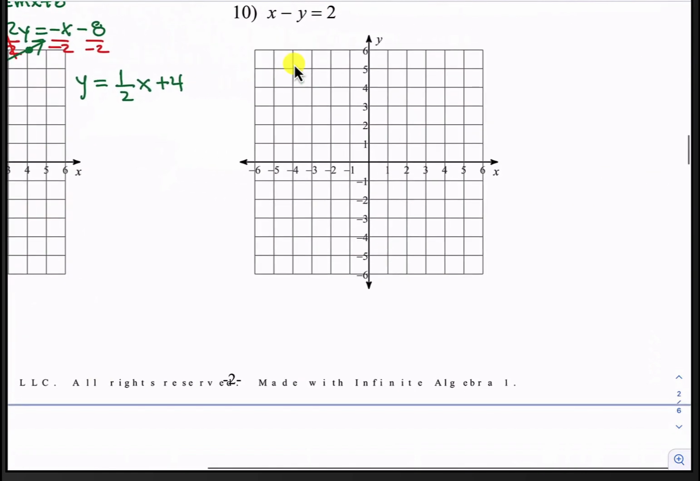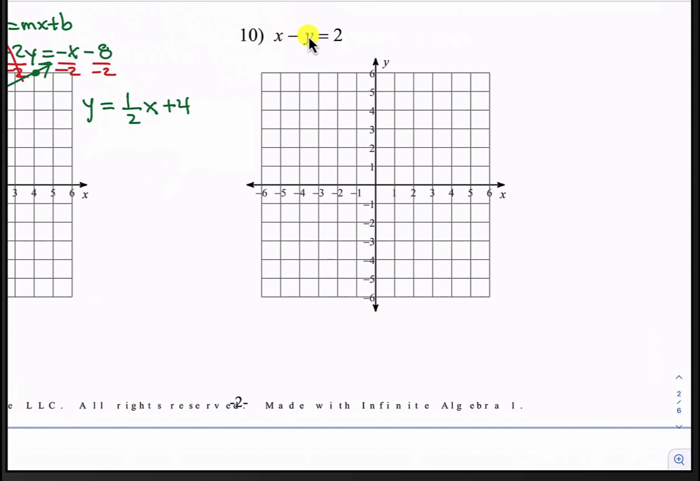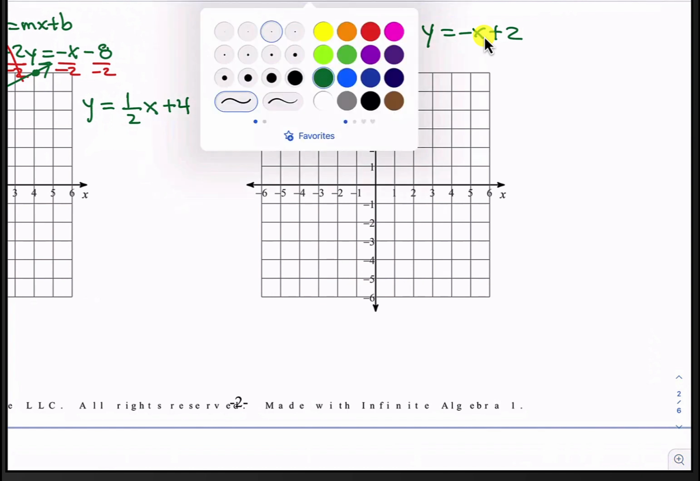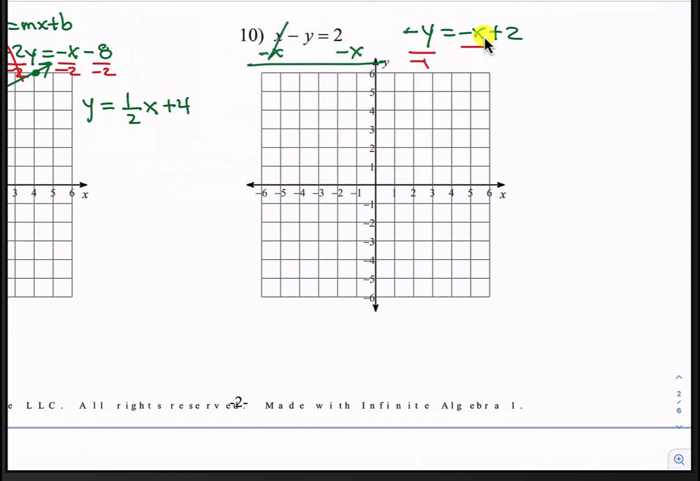Alright, number 10. We have x minus y equals 2. We want to subtract x first. So let's subtract x from both sides. Those x's would cancel out. That leaves us with negative y equals negative x plus 2. Now let's divide by negative 1 everywhere. Those negatives cancel, and that leaves us with y equals positive 1 times x minus 2.